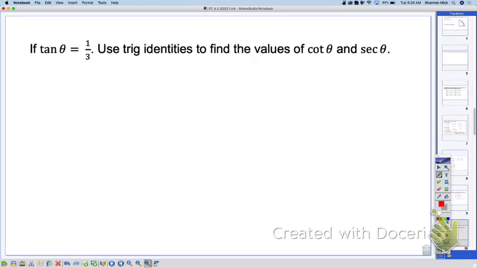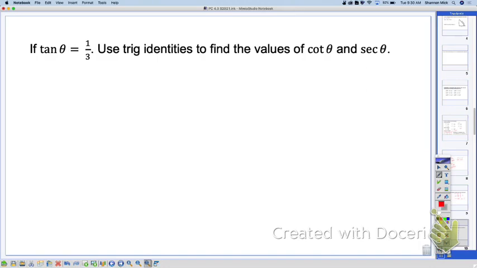Okay, tangent is 1/3. We're only going to do cotangent and secant right now. Does that work? We did all of them on the last one. This is kind of fun because tangent is 1/3. So what do you already know? You don't know what the denominators are, but you already know it's a 1 and a 3 for the numerator, right?